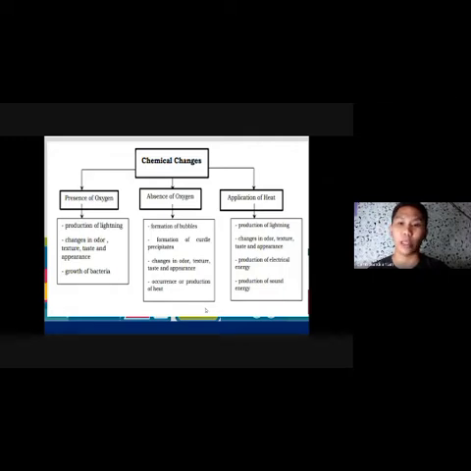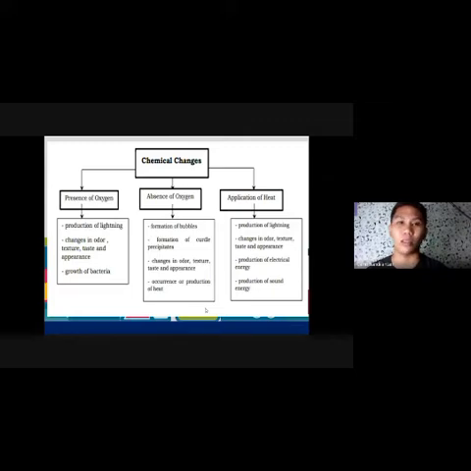Example, yung mga kuryente, 'di ba? Ayun. So, magkakaroon siya ng yung refrigerator. Kapag wala siyang application of heat or electrical energy, hindi siya gagana.